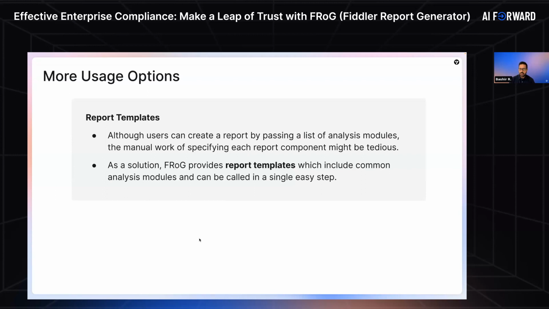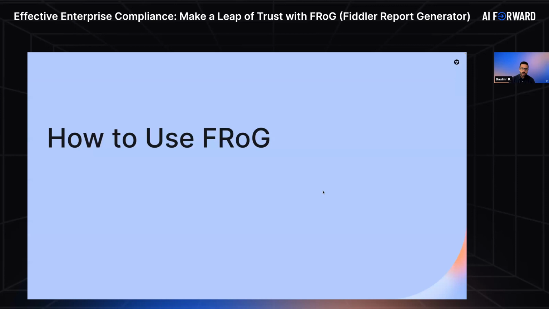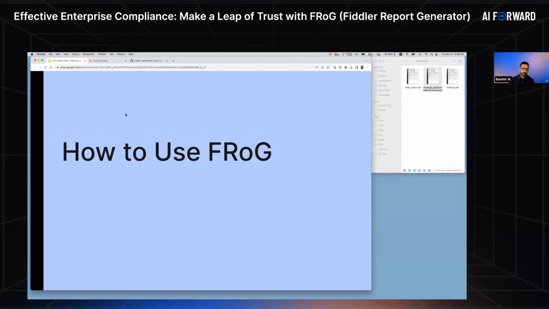report component might be tedious. Therefore, as a solution, FRoG provides report templates, which include common analysis modules and can be called in a single easy step. And in addition to that, FRoG's modular architecture allows rapid prototyping of new analysis modules based on specific customer needs and design partnership. Now I'm going to show you examples of how you can work with this library and also on actual outputs, the output reports that you can get by using the report generator library.